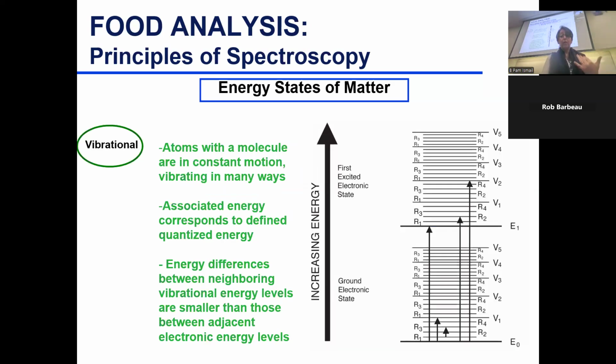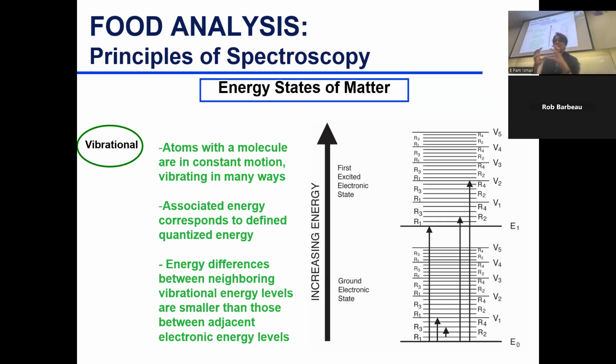Now, vibrational energy, see, it's smaller. Vibrational energy packets are smaller than the electronic one. These fall in the IR range, infrared range. Infrared are longer wavelengths than UV and vis. So they carry less energy. So the vibrational energy is less than the electronic energy.